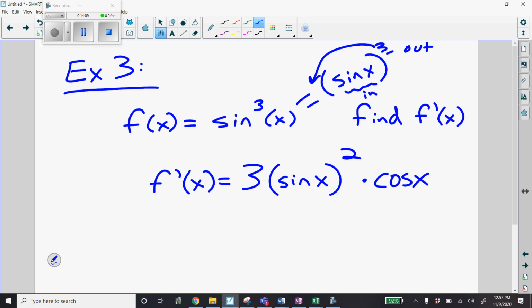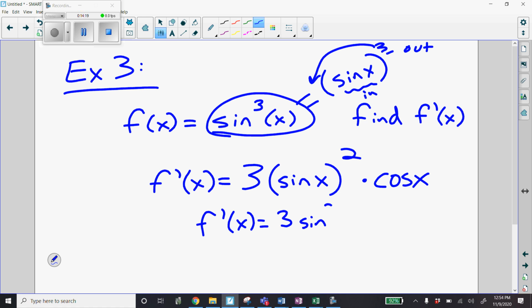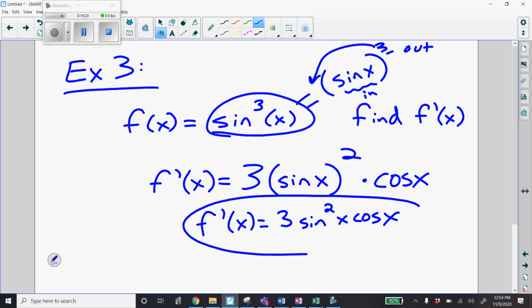Okay. So, cleaning this up a little bit, let's write it in the same notation that the problem was given in. And we can say f prime of x then would equal 3 sine squared x cosine x. That's likely the notation that would be on the final answer. Okay. Let's try another one.